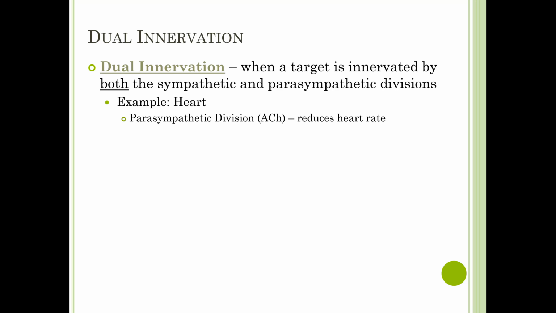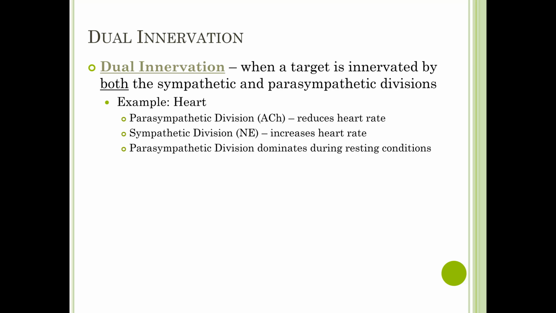So the parasympathetic division, through release of ACh at the postganglionic axon, is going to reduce heart rate. And remember, this is going to be at a muscarinic receptor. And the sympathetic division, through release of norepinephrine at the postganglionic axon, is going to increase heart rate through alpha and beta receptors. And the parasympathetic division is going to dominate during resting conditions. So the sympathetic division is only ever going to dominate or take over during emergency conditions.